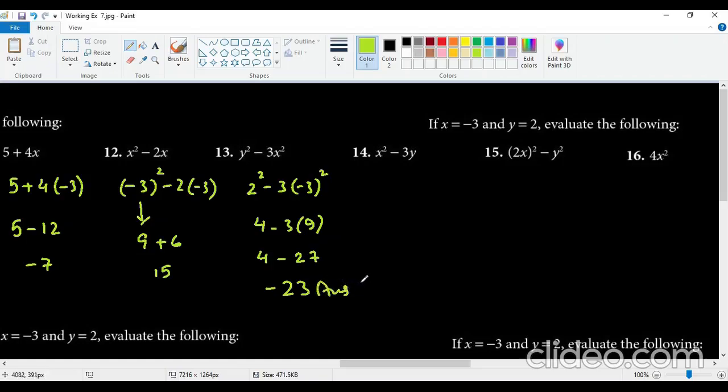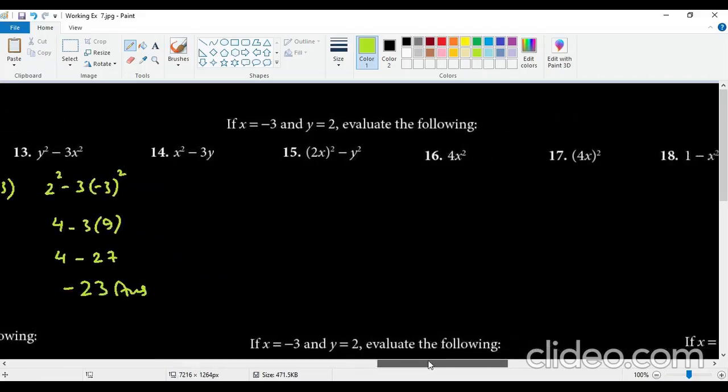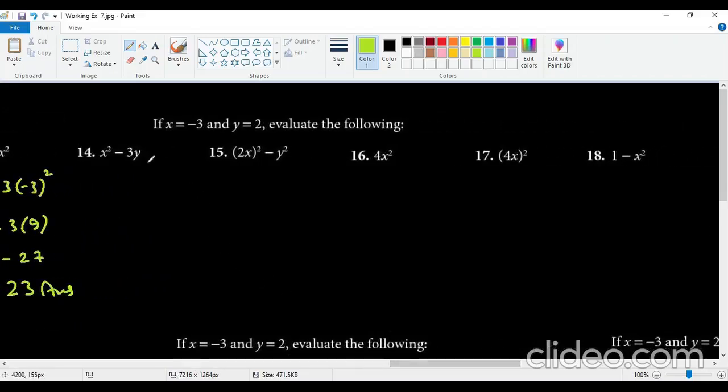Now comes question number 14. x square means minus 3 square, minus 3, y value is 2. That means this is going to give you 9 minus 6, which is going to give you a positive 3.